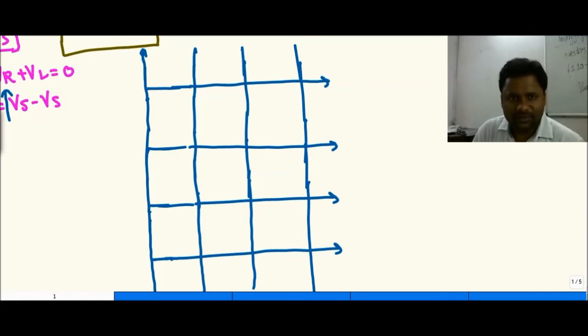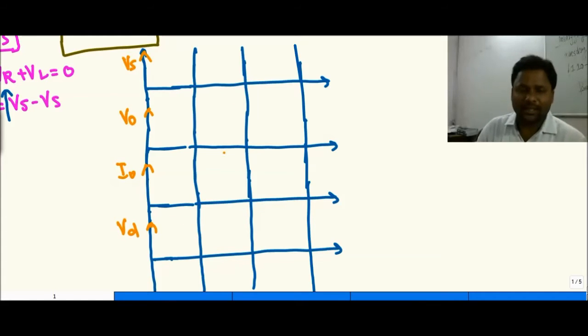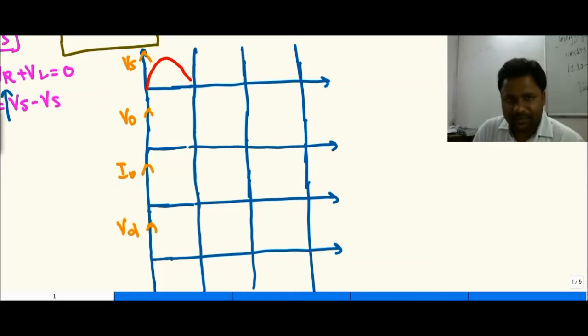Now this is our source voltage. Here we have to draw the output voltage, here the output current, and here the voltage waveform across the diode. The source voltage is alternating, so it is going to be like this: plus and minus, plus, minus and plus.